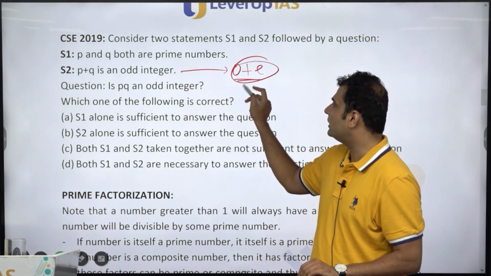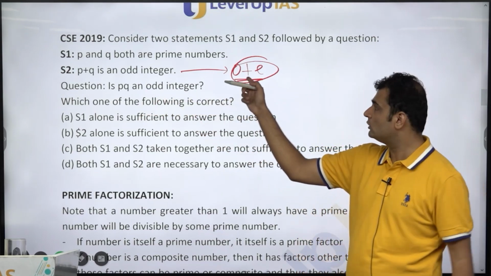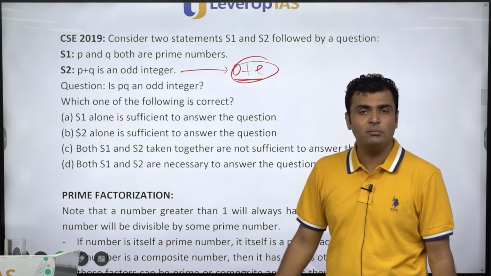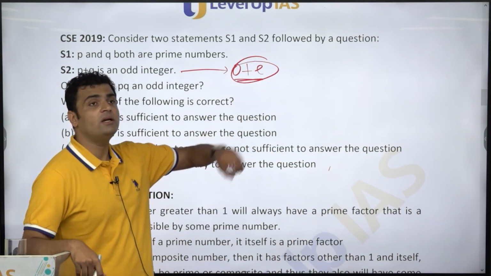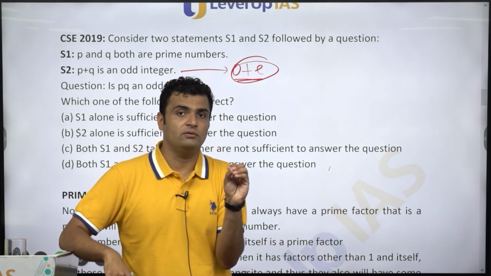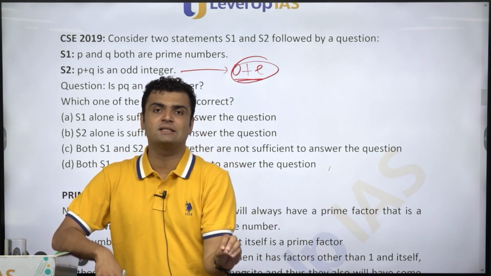And if you know this, can we comment on this? Is PQ an odd integer? No, it is not an odd integer. Even into odd would be an even number. But this is a data sufficiency question. In data sufficiency we don't have to find the answer to the question. We just have to comment on whether it is possible to answer.